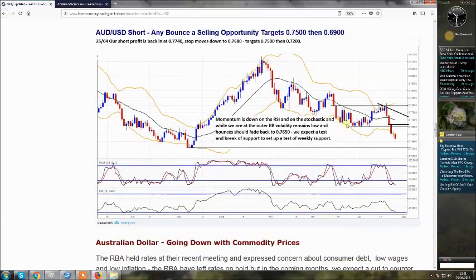AUD USD, we noted at the weekend this level here was the near-term support. She's broken. I think that will hold rallies. So again, we can lock some profit. 77.40 in, stop moves down to 76.80. But I think this level will be hit, and then we're going down to 72. So any bounce there is a sell in my view.